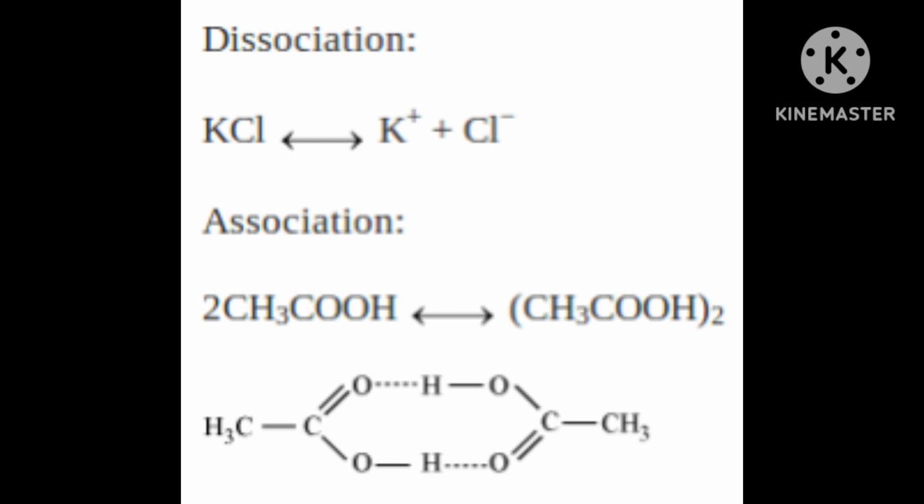Then in KCl, it is 74.5. NaCl, what will happen? NaCl is 23 plus 35.5. What value will come? 23 plus 35.5, 58, I think, 58.5, whatever it is.